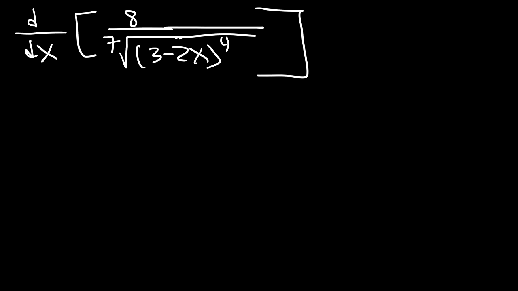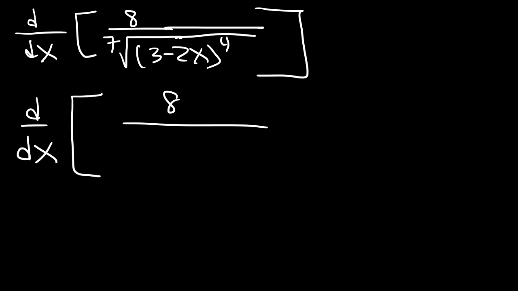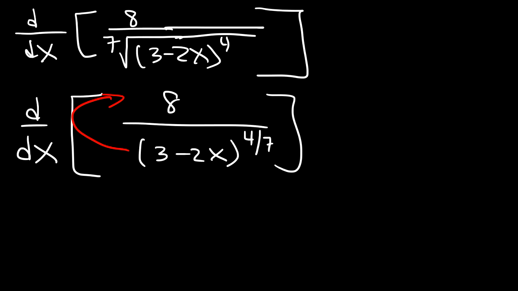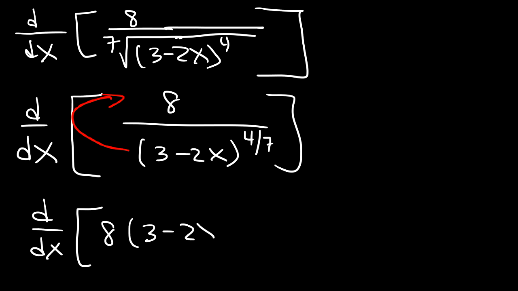Now first, we need to rewrite it. So let's convert the radical into a rational exponent. So it's 3 minus 2x, and it's going to be raised to the 4 over 7. And then we need to take this expression, move it to the top. So we have the derivative of 8 times 3 minus 2x raised to the 4 over 7.